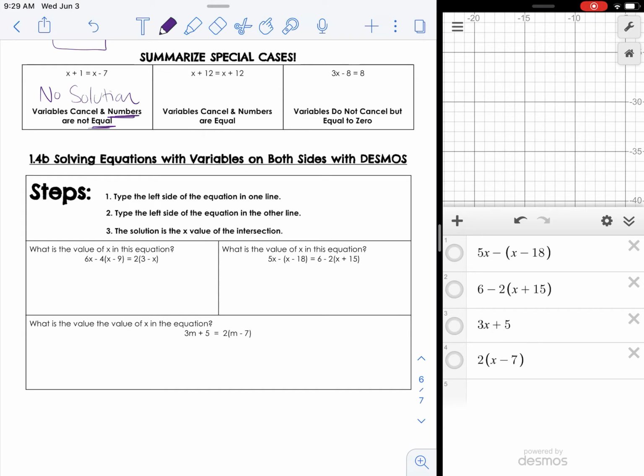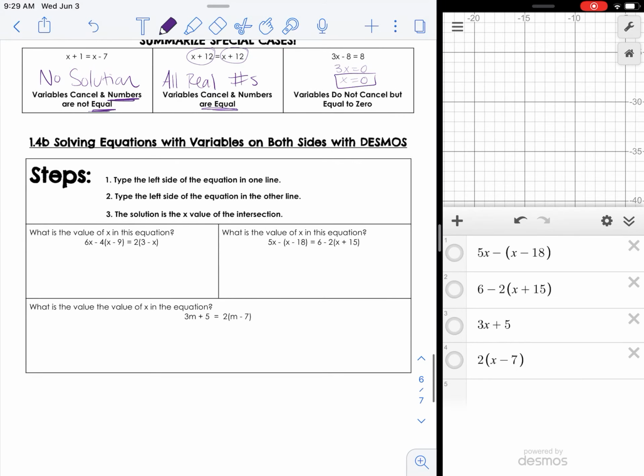If we have variables that cancel and numbers are equal, so a true statement, x plus 12 is equal to x plus 12, that's going to give us all real numbers. So we're going to say our solution is all real numbers. And then if we have variables that do not cancel but are equal to 0, so if I had 3x equals 0 and then we end up with x equals 0, that's our answer. Okay, x can equal 0.